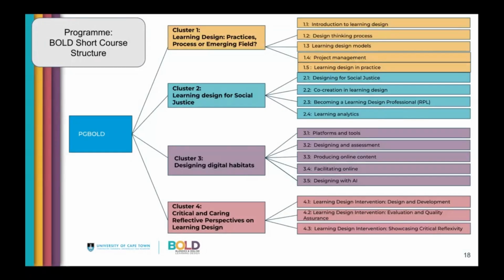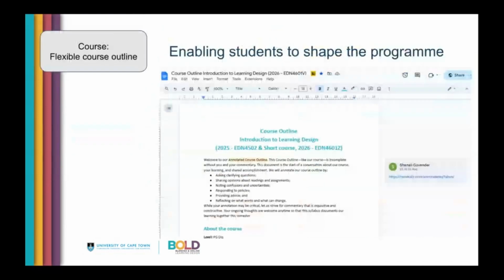Okay, and then cluster 4, the critical and caring reflective perspectives. So cluster 4 will not run as short courses. This is the cluster that is reserved for the enrolled PGDIP students only, and so that will run only at UCT from 2027, where students can enroll for that. And this is mainly also in preparation for the research track. Students that complete this postgraduate diploma in blended and online learning design will then also be in the running to apply for the Masters in Educational Technology that we offer at UCT.